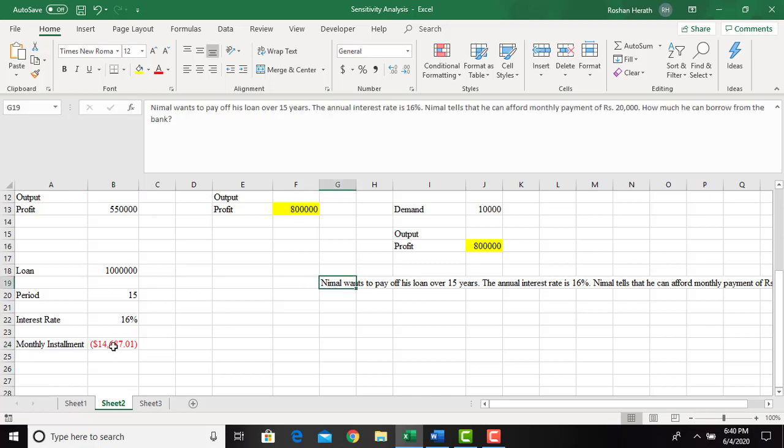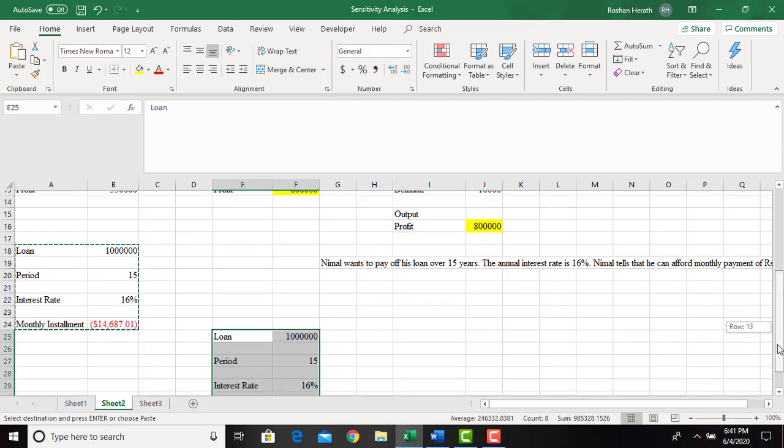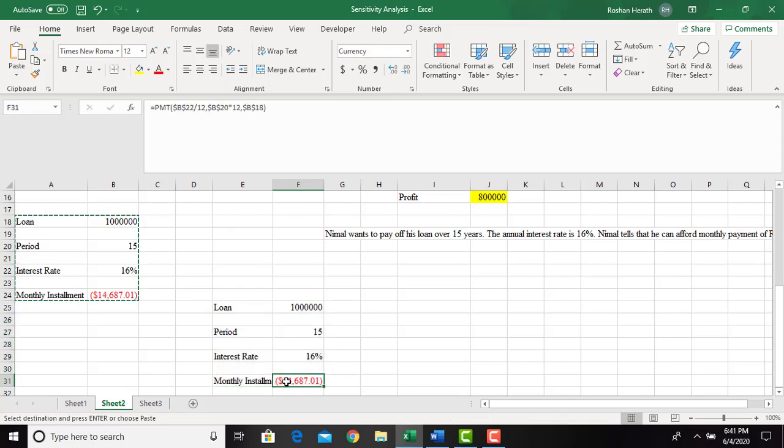Now you can work on the desired result. So it says that he can afford a monthly installment of 20,000, and depending on that, let's decide the loan amount. So once you constructed that, if you wish, you can even copy this if you want to compare it with the previous instance. So you may copy that, and this is what you have done. Sorry for that.